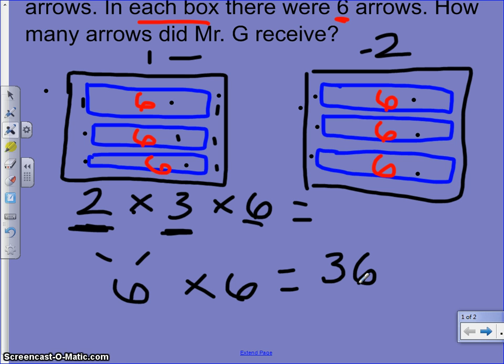And of course, when I draw that picture, it's pretty simple to solve it. But again, this is also a multi-step multiplication problem, where I have 2 packages. There's 3 little boxes inside each package, so 2 times 3 is 6 boxes altogether. And then there's 6 arrows inside those boxes. 6 times 6, 36 arrows altogether. Let's take a look at another problem.